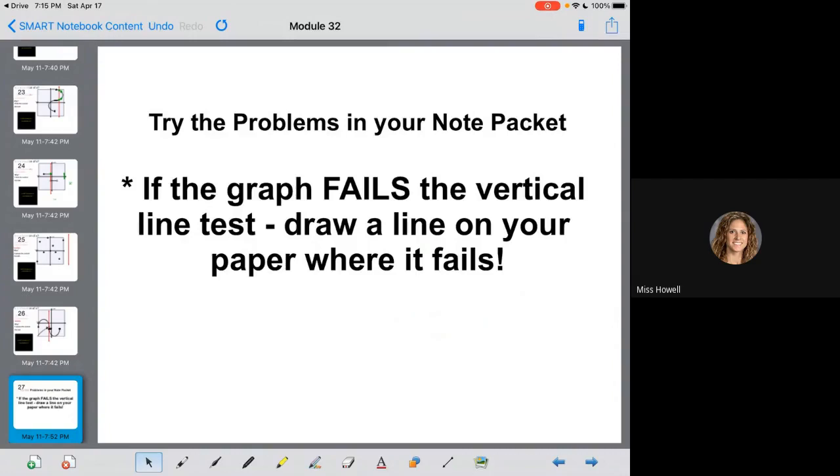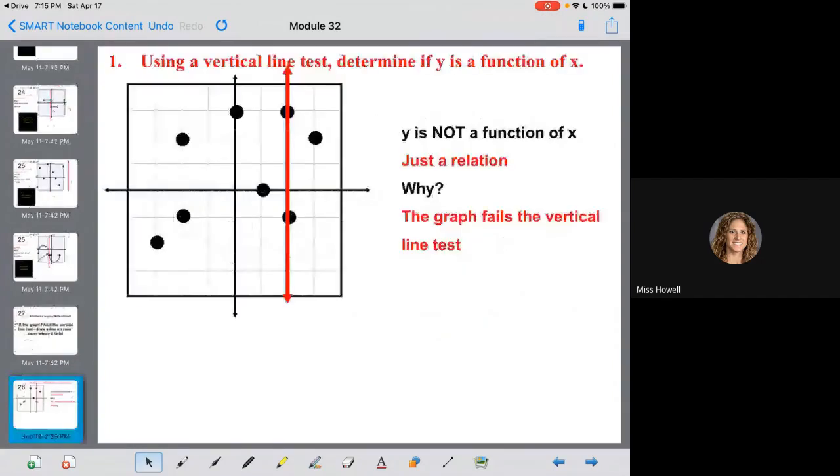All right, hopefully you hit your pause here and you tried your 4 on your own. So let's look at them. All right, that first one is just a relation. The reason being is the vertical line test would fail here. It would also fail on this portion of the graph too, where it would hit this guy and this guy at the same time. So this is just a relation because it fails the vertical line test. So y is not a function of x.